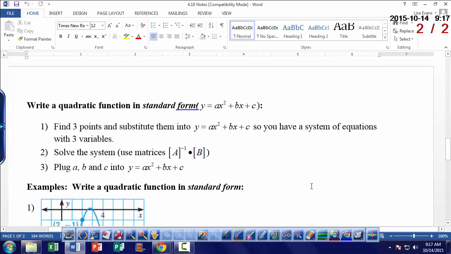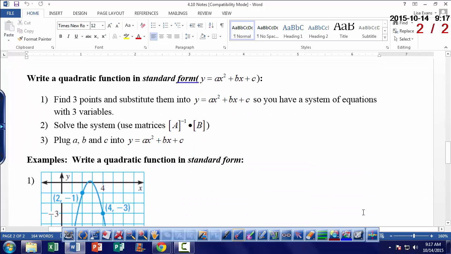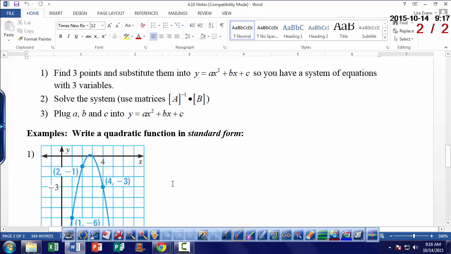Alright, welcome back. Now we're going to go ahead and write quadratic equations in standard form. You are going to need your calculators for this because we are going to do matrices. Now this is a little tricky when you're plugging the points in. So let's take a look at the steps as I do the problem.